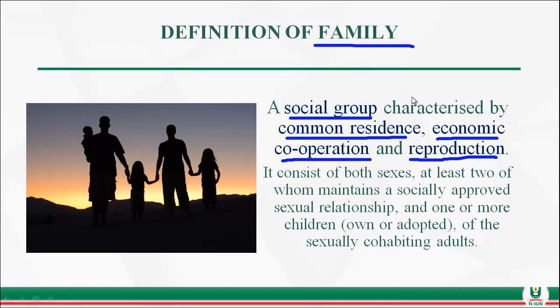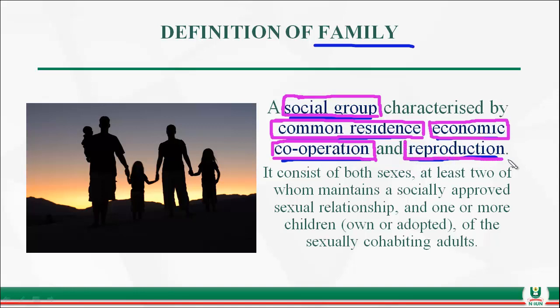It entails that for any union to be called a family, it has to be a social group. There must be some level of interaction going on in that union. Again, as a family, members of that union should cohabit in the same residence. They should live together as a family in the same residence. Again, economic cooperation. There should be that sense of economic cooperation amongst the members of that family, sharing resources together, providing food, clothes, shelter, and all of that. And finally, reproduction is another key element in the definition of family. A family should be able to reproduce. A family should be able to bring up young ones and train them.